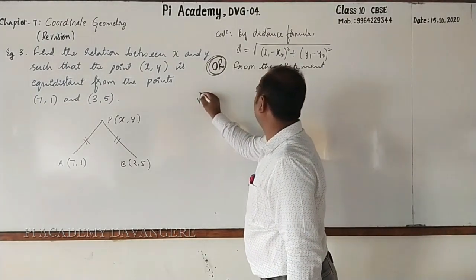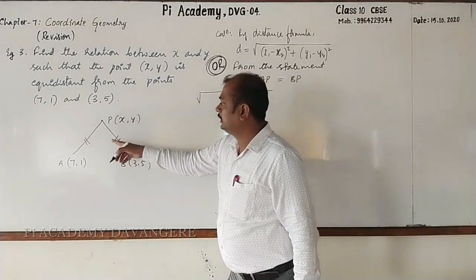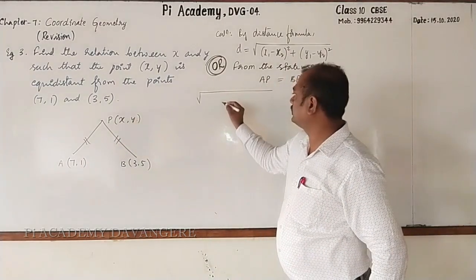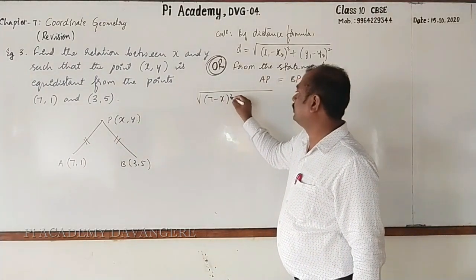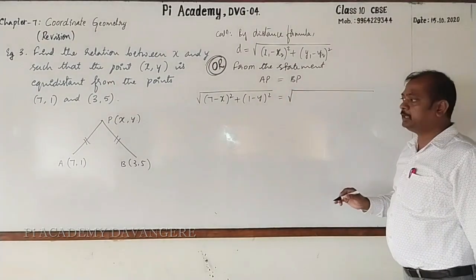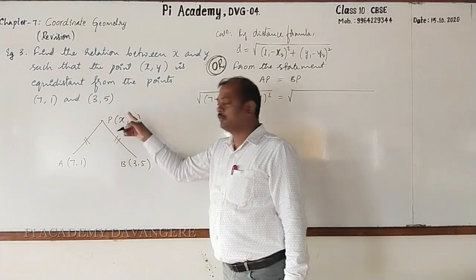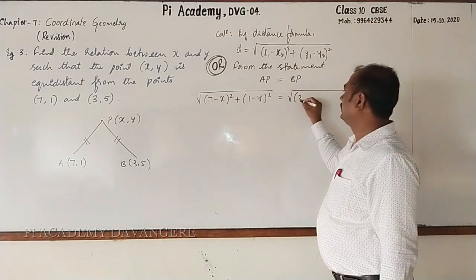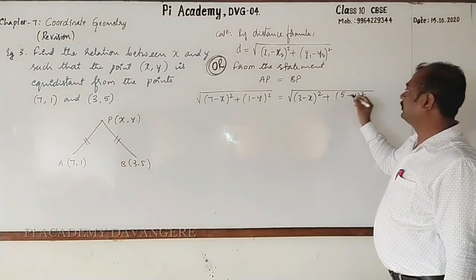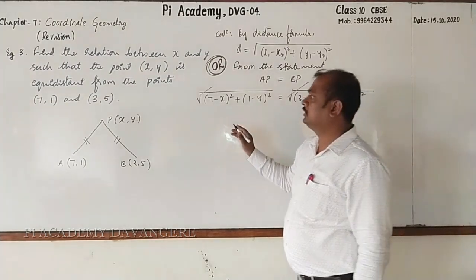Then what is AP? Use the distance formula. AP is square root of 7 minus x whole square plus 1 minus y whole square, which is equal to BP. It is square root of 3 minus x whole square plus 5 minus y whole square. Observe, root gets cancelled. Then use the identity.